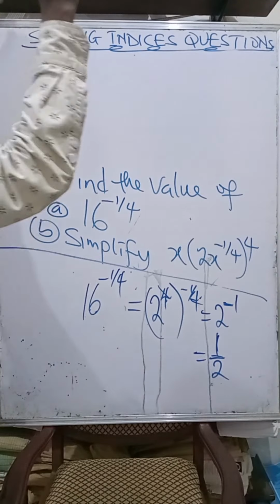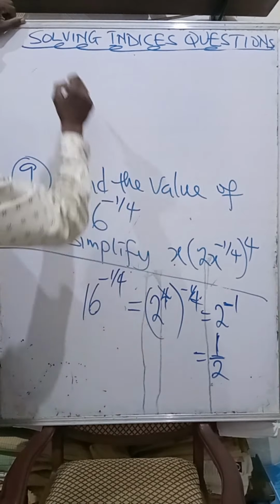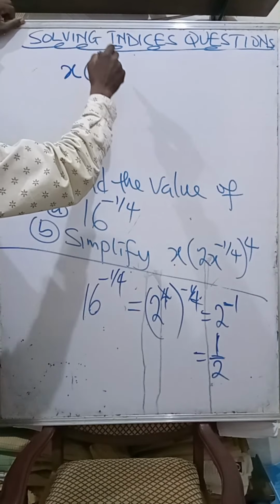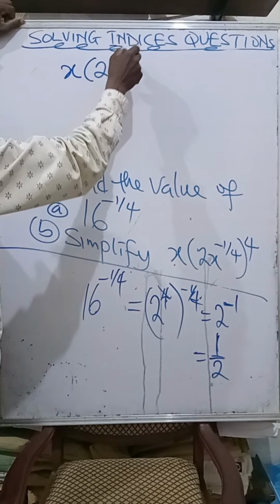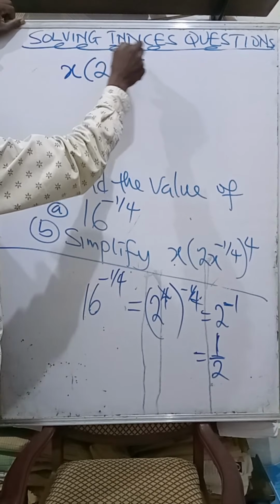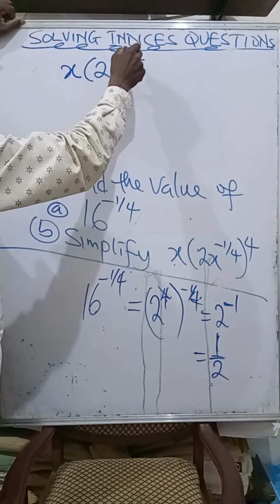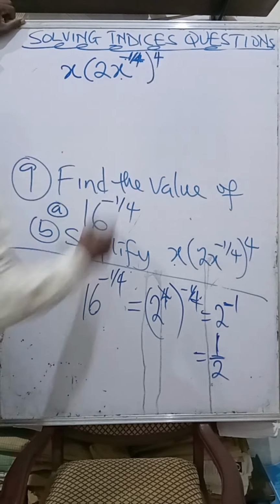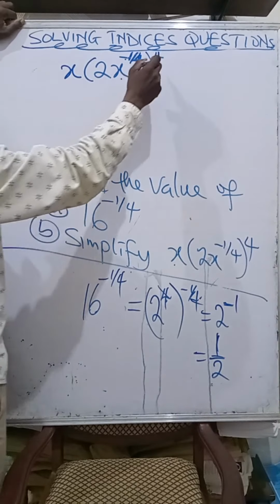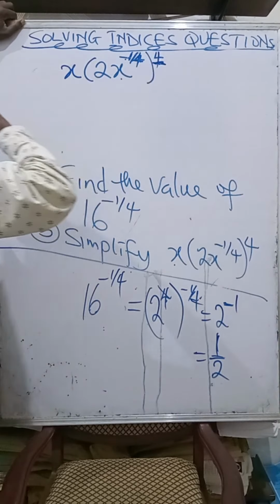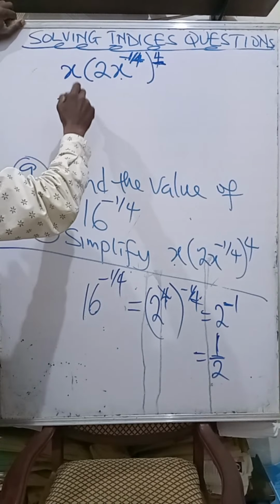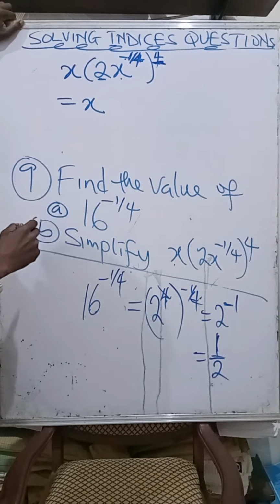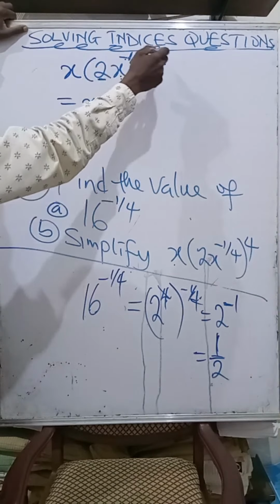The last one, simplify. This is x. Simplify 2x to the power minus 1 over 4. x to the power minus 1 over 4. Okay. And then 4. So the meaning of this 4 outside the brackets is that it's going to affect every content, all the content inside the brackets. This 4 will affect it.